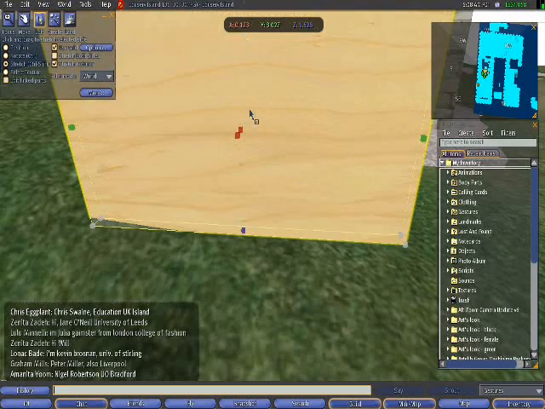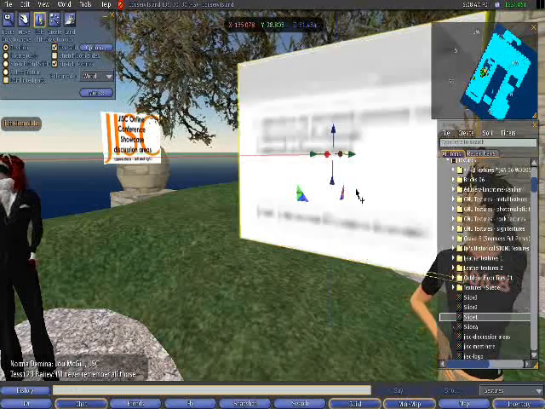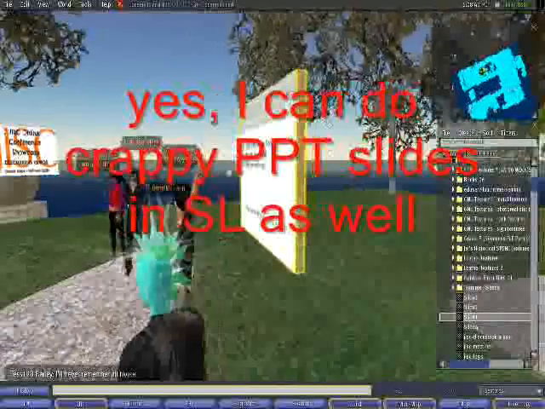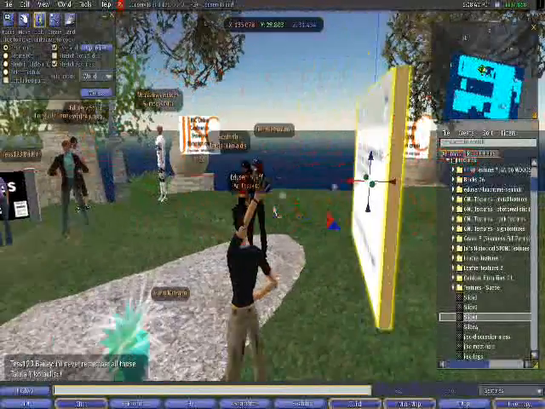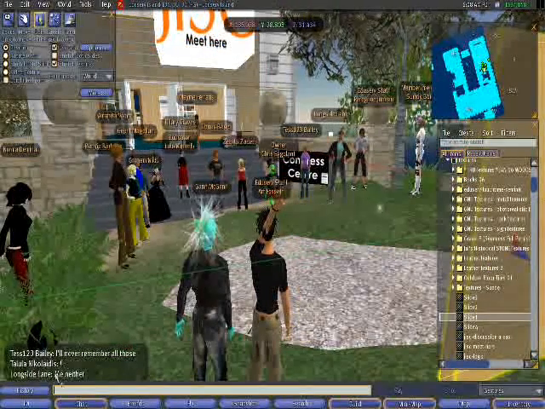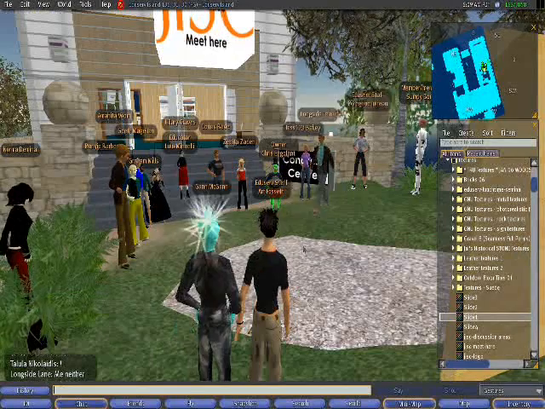So this is us meeting outside the Virtual Congress Centre on EduServe Island, and this is me putting together a few introductory PowerPoint slides about the aims of the session, how we were going to run the session and that kind of thing. So this is everyone standing around just listening to me chat.